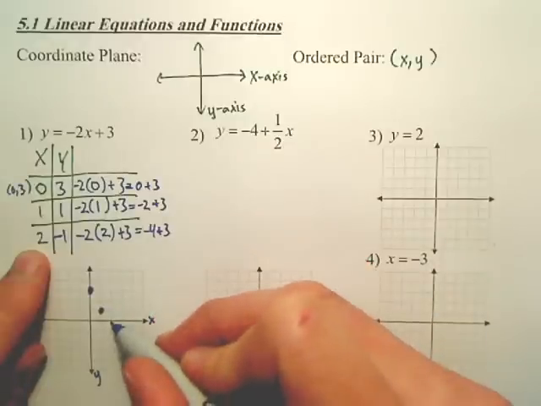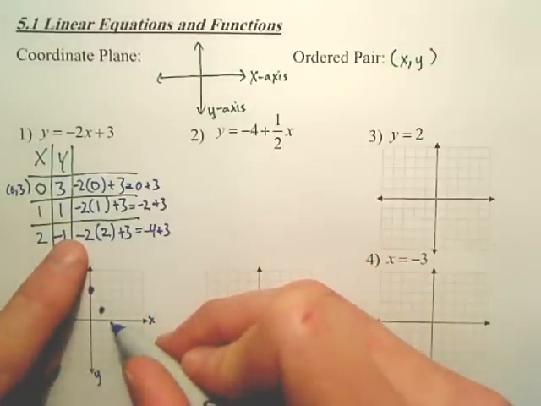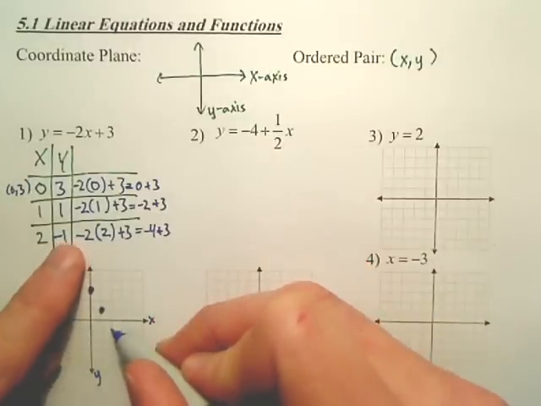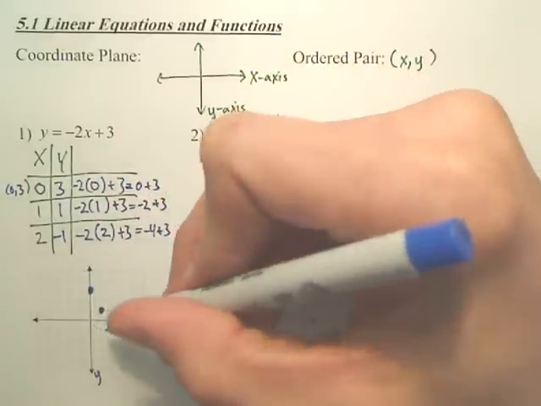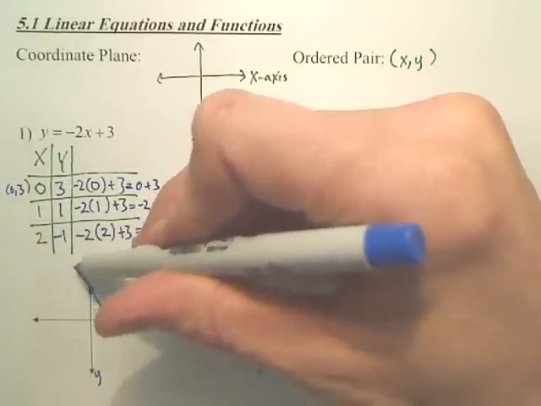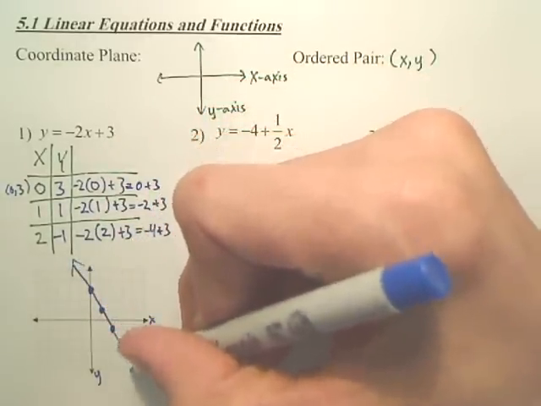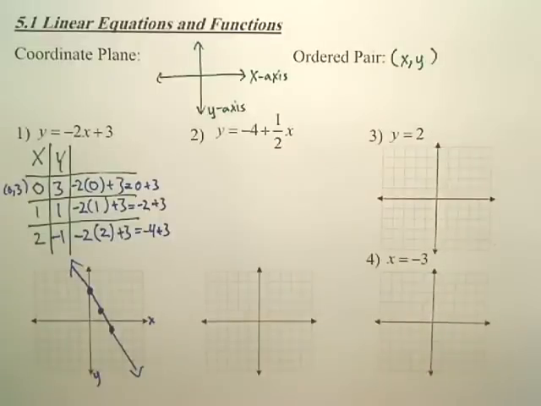At 2, I'm sitting right here, I have a negative 2, which means at 2, we're going to go negative 1. Do all those dots make a nice little line? They should. They should always make a nice line. And we're done.